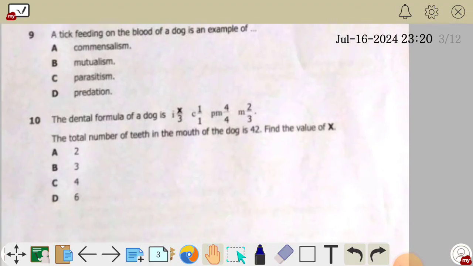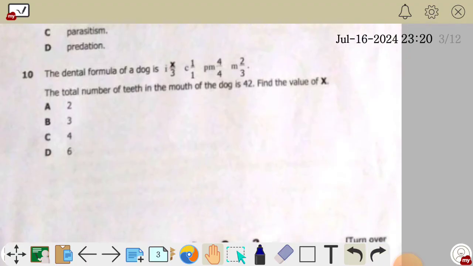Question 10. Question 10 reads, the dental formula of a dog is incisors, x over 3. Then we have canines 1 and 1. And premolars we have 4 and 4 on the lower jaw. Then molars we have 2 on the upper jaw and 3 on the lower jaw. So the total number of teeth in the mouth of the dog is 42. Find the value of x.